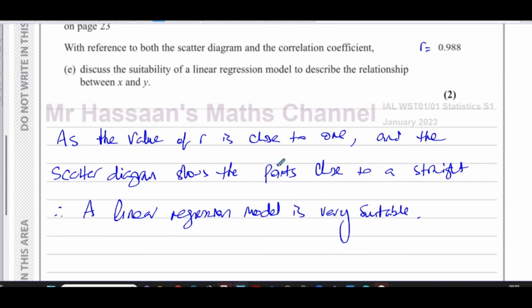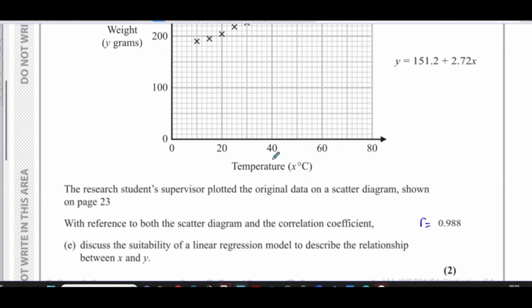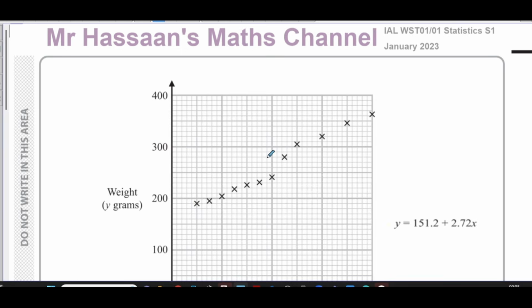That's a nice little ending part, I guess. Very easy. So there we have the answer to this question, which is question number 6, and the final question on this paper, of this January 2023 paper, S1.